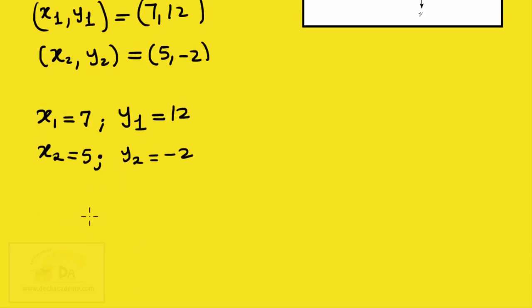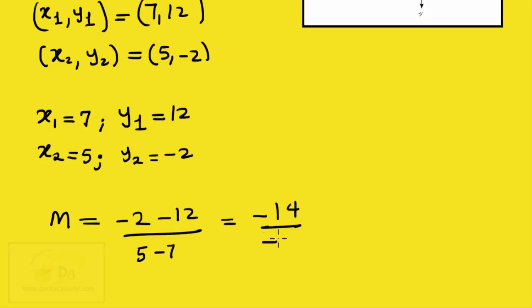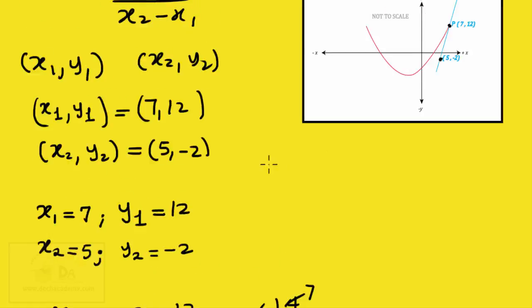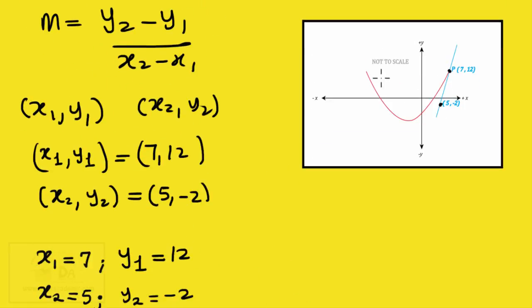Therefore, the gradient of the tangent at point P is (y2 minus y1) divided by (x2 minus x1), which is (2 minus 12) divided by (5 minus 7), which gives minus 10 divided by minus 2... which simplifies to 7. So the gradient is 7. The gradient of the curve at point P is 7.